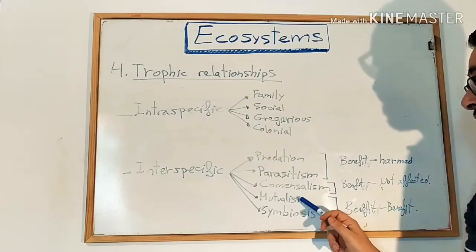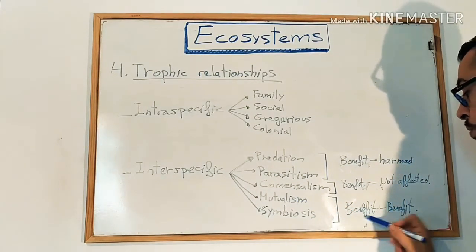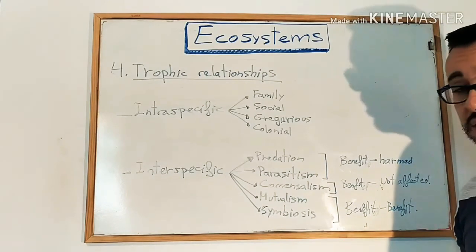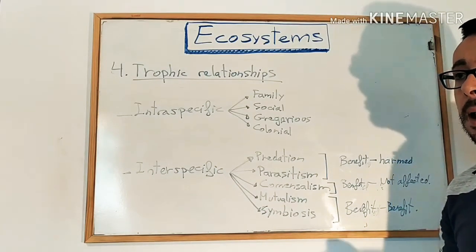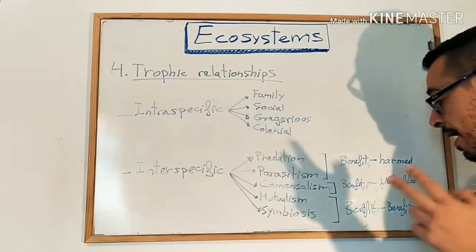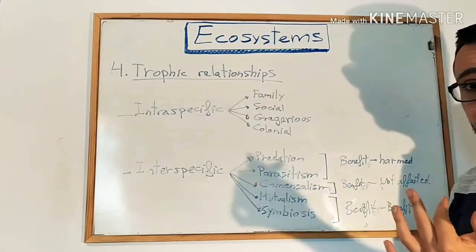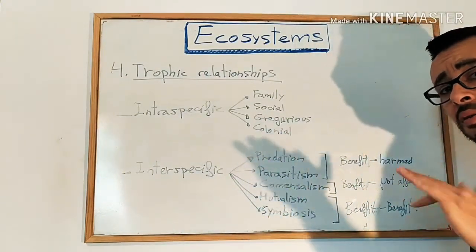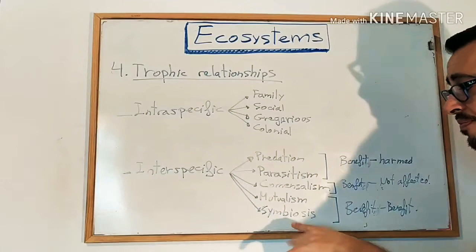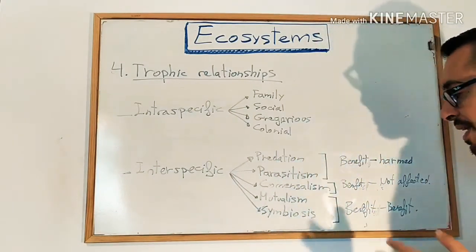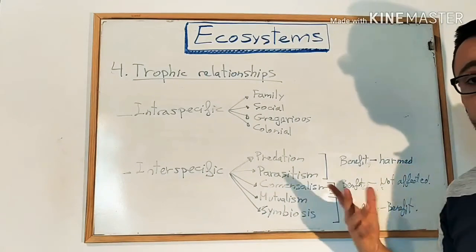And the last ones are mutualism and symbiosis. Both benefit. The difference between mutualism and symbiosis is, for example, that mutualism is when two benefit, but they can live without the other one. And symbiosis is when they cannot live without the other one. They need each other for living.